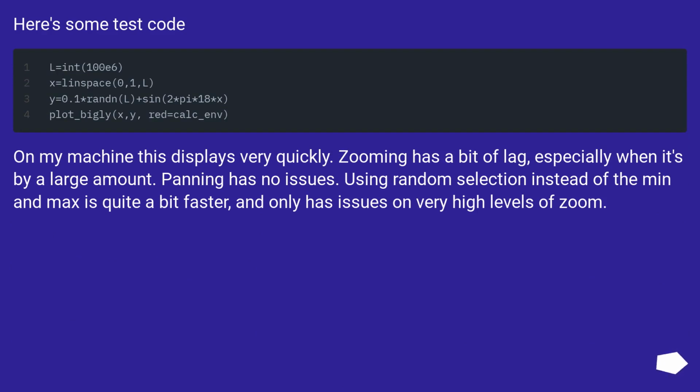Here's some test code. On my machine this displays very quickly. Zooming has a bit of lag, especially when it's by a large amount. Panning has no issues. Using random selection instead of the min and max is quite a bit faster, and only has issues on very high levels of zoom.